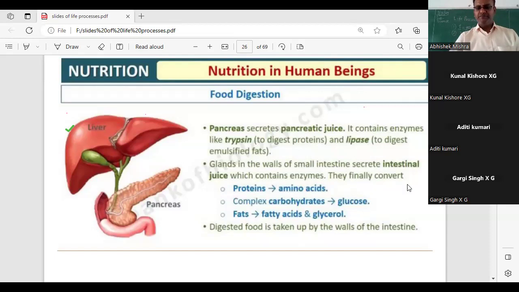Aditi, unmute yourself. Aditi, tell me, into how many parts will we be studying digestion? We have already studied it, I'm doing a recapitulation. Into how many parts have we studied? In 3 parts: mouth, stomach, and the small intestine. Very good. Mouth, stomach, and small intestine. Okay, Aditi, you can mute yourself now.